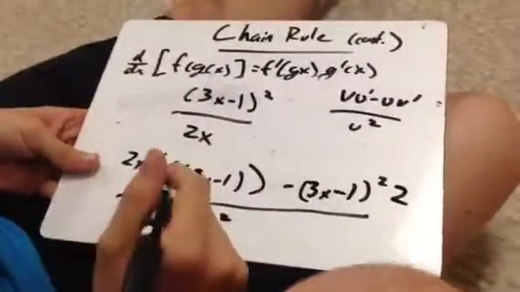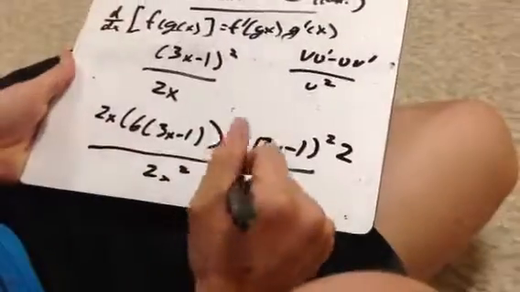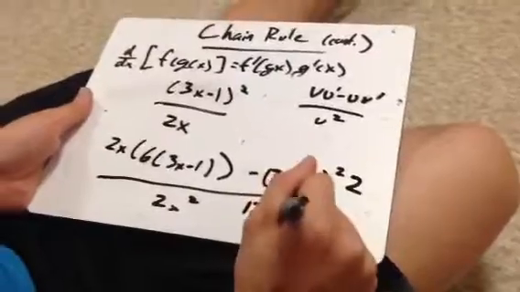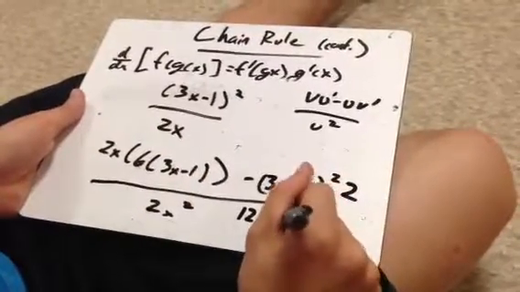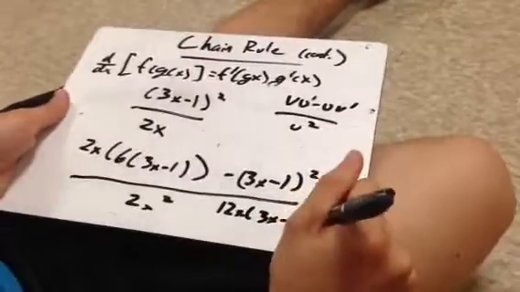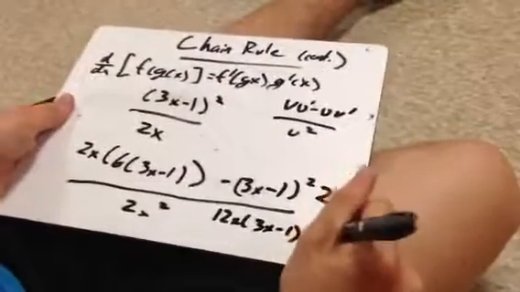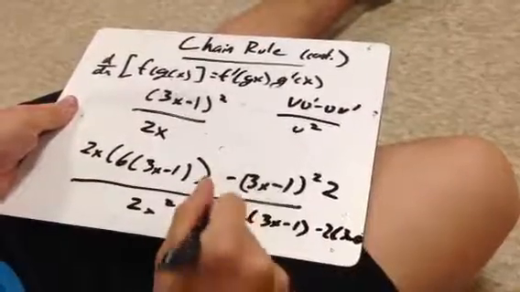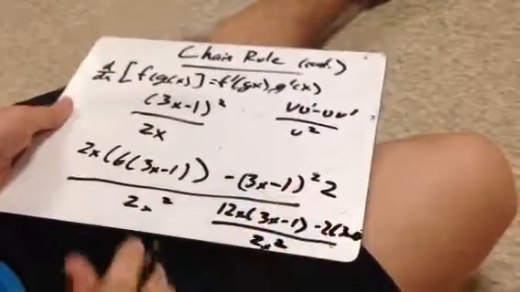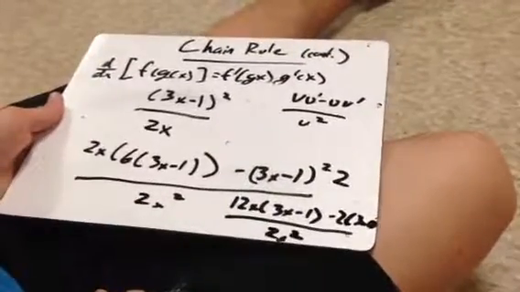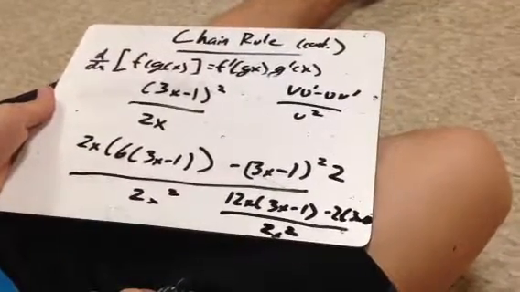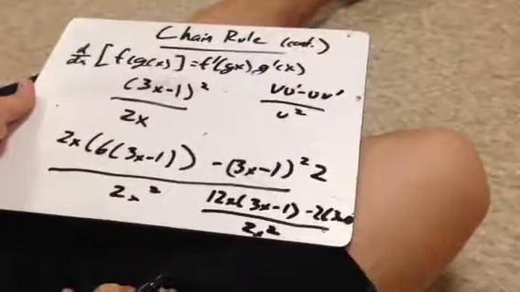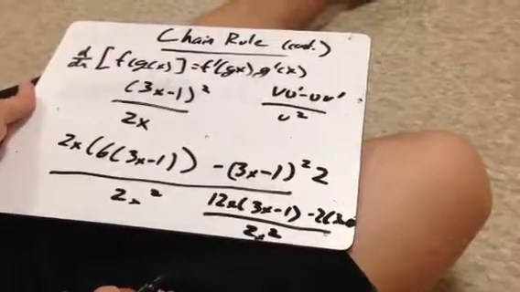So when you multiply everything out, I ran out of space, it becomes 12x times (3x minus 1) minus 2 times (3x minus 1) quantity squared, over 2x squared. And from there you can kind of figure it out. I think that's simplified down far enough. I guess you can factor it out too, but that's really not entirely necessary. So you can factor out your stuff and figure it out from there, but that's how it applies.